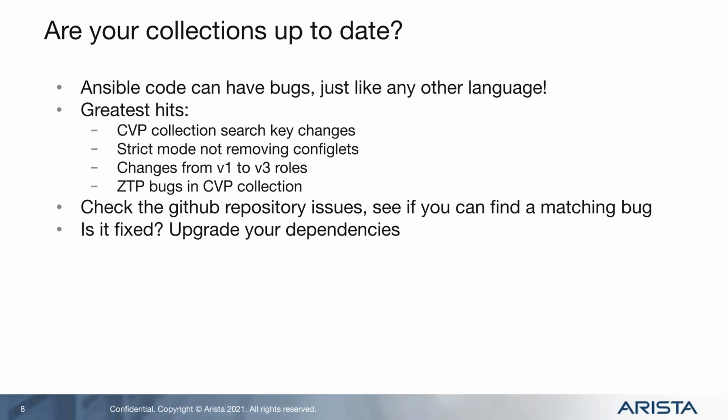So another thing you have to check is that your collections are up to date. Ansible code is like any other language in that when you write it, it can have bugs. Our code has had bugs in the past for our different collections. We've had issues with how we do search keys for devices in CVP. For a while, we would say that the default was FQDN. It was actually hostname. We've had issues with how we parse the ZTP updates for the collection, things of that sort.